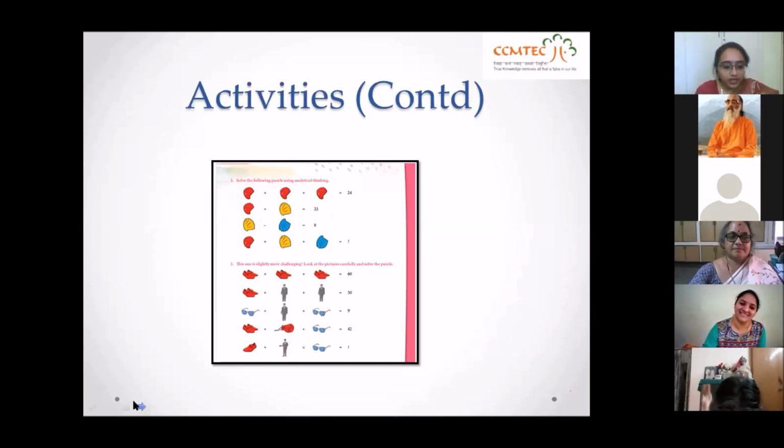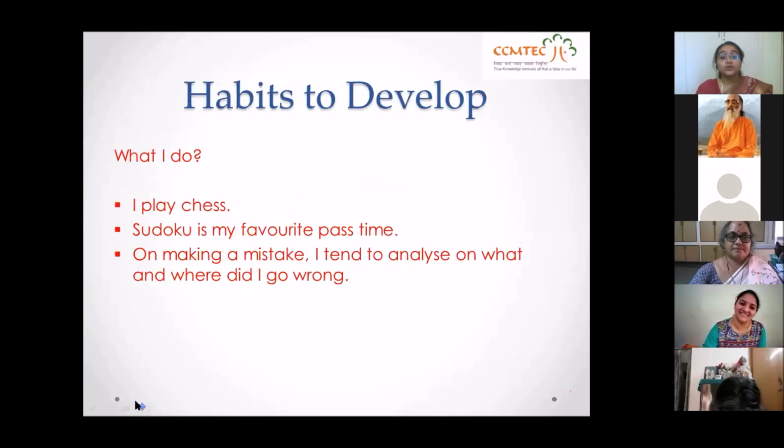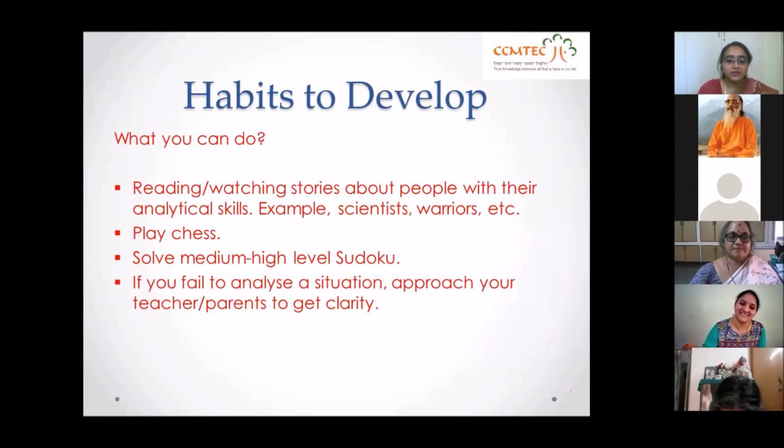Moving ahead, we have: what do I do? I play chess. Sudoku is my favorite pastime, and I tend to analyze where I went wrong, if at all I've committed a mistake. So these are some of the habits which I tend to develop. Some of the things that we can do as kids is read and watch stories about people with analytical skills, especially the warriors and the scientists. We can play chess because that involves a clear-cut analysis of how we should move ahead, how we can attack, or how we can protect our king and queen.